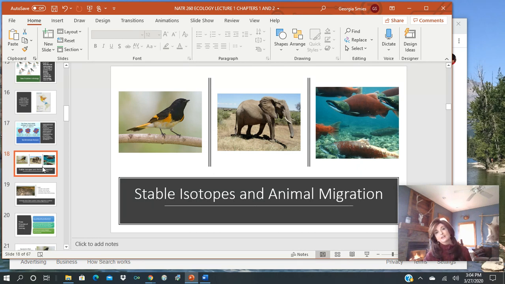But it doesn't end there. Not only can we use isotopes to look at American redstarts and their migration patterns, they can be used for virtually any organism that migrates. Isotopic studies have been applied to African elephants, sockeye salmon, and other species to give really precise and high resolution data to ecologists that simply was not available 50 years ago.